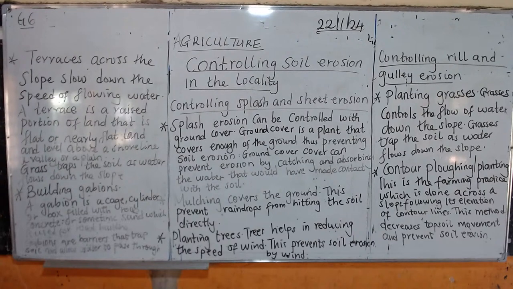Controlled plowing and planting. This is the planting practice which handles the flow of water, as shown in the picture. The next method prevents soil movement and so prevents soil erosion. Control planting.